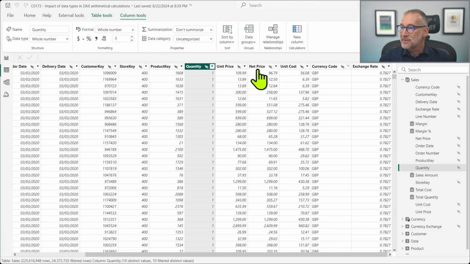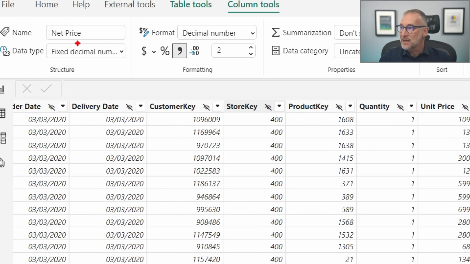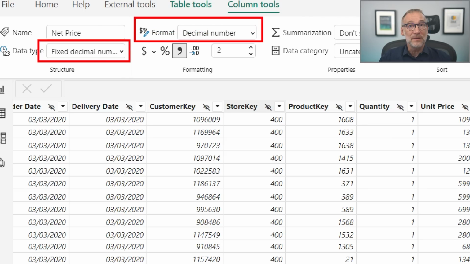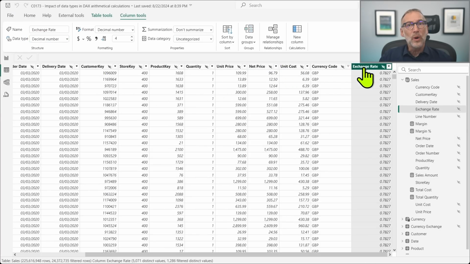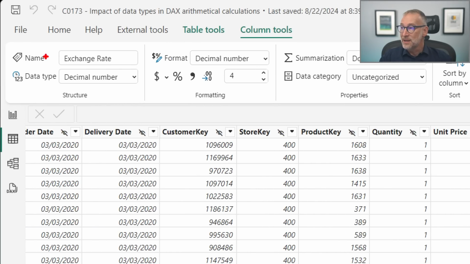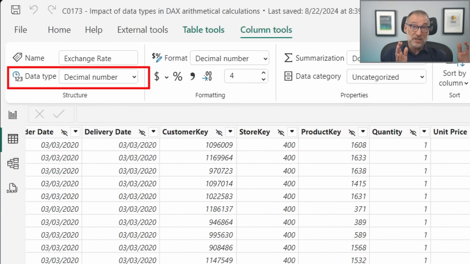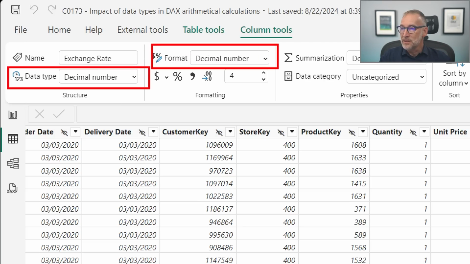The net price is a fixed decimal number, that is a currency as it is stored, and then I'm showing it as a decimal number, but the way I'm storing it is a fixed decimal number, that is a currency. Whereas for the exchange rate, I need more precision. So I'm not using a fixed decimal number, I'm using a decimal number, because that gives me more digits after the dot, so that I can do math in a more precise way, and I still show it as a decimal number.